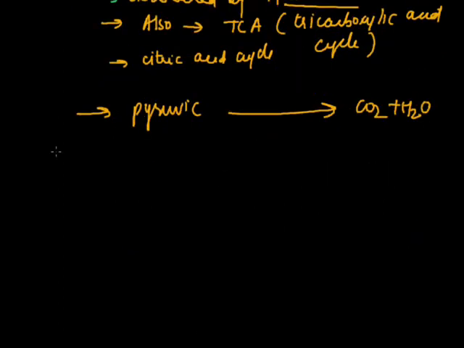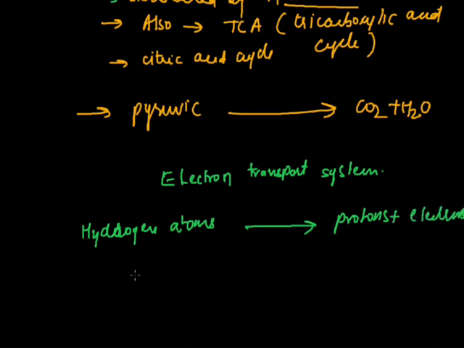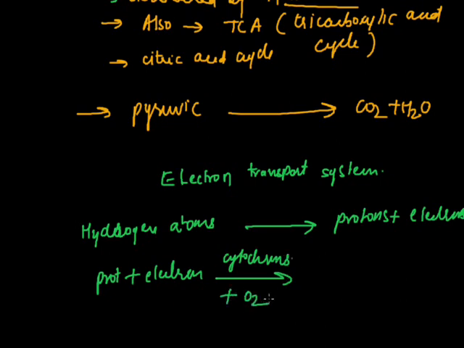Now, the electron transport system. The third step is the electron transport system. In this, hydrogen atoms which are produced during oxidation of various intermediates during the Krebs cycle are first broken into protons and electrons. Now these protons and electrons, after passing through a series of coenzymes and cytochromes, combine with oxygen to form water molecules. So this occurs in the electron transport system.